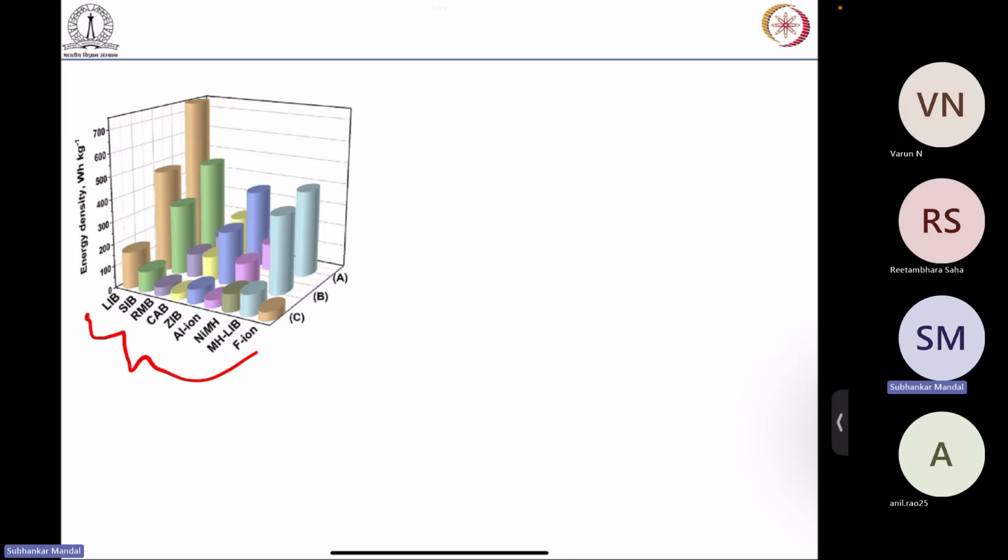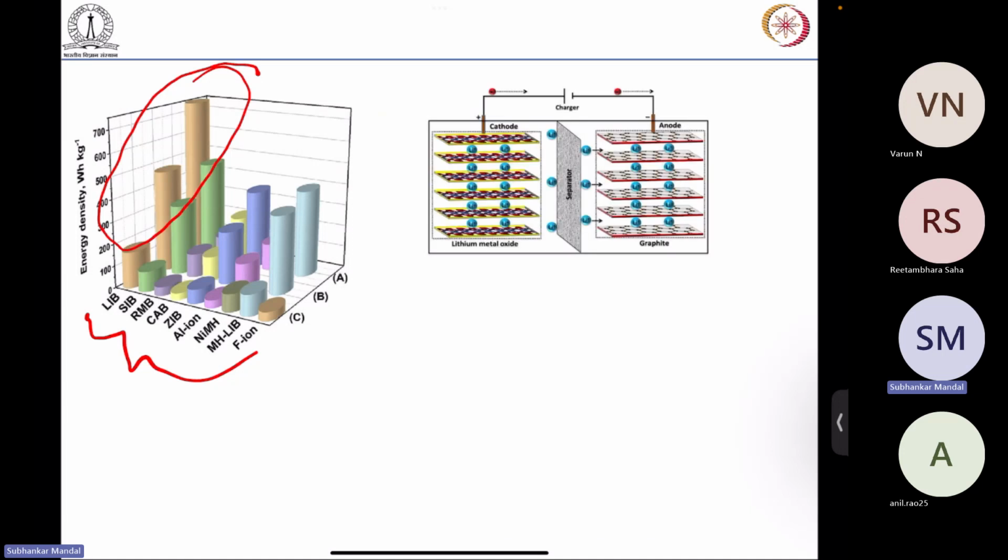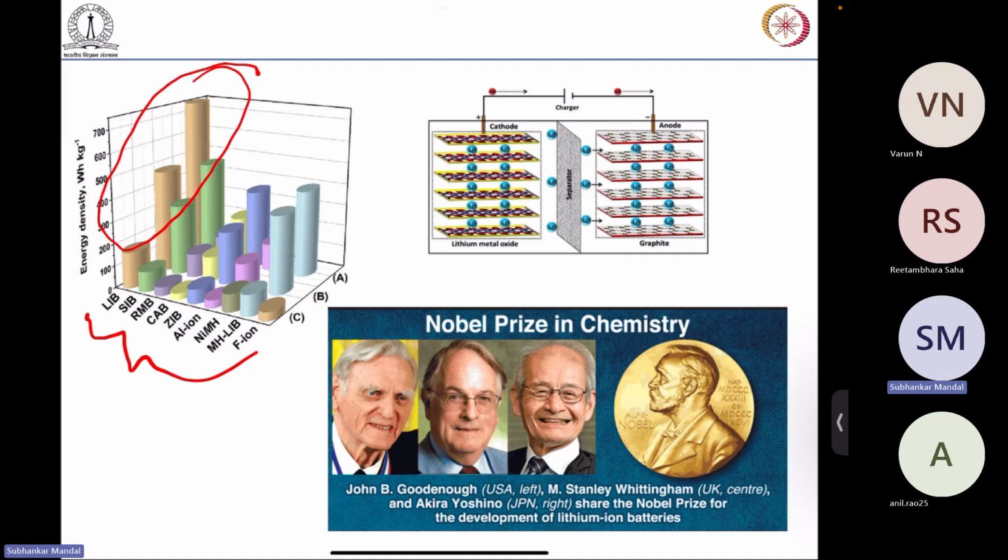Okay, so lithium ion battery, which has the higher energy density. People are interested in the lithium ion battery. For the lithium ion battery, these three great men were elected as Nobel laureates. They got the Nobel Prize in 2019 for the development of the lithium-ion battery: John Goodenough from the USA, M. Stanley Whittingham from the UK, and Akira Yoshino from Japan. So these three persons got the Nobel Prize in 2019.